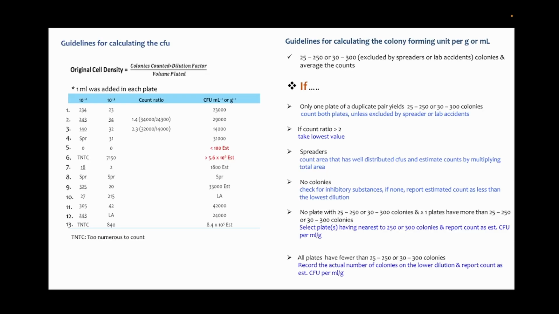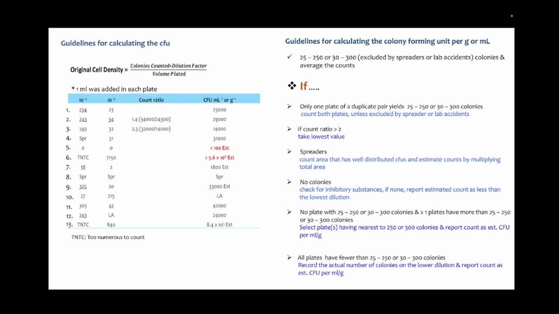So we have done this. The most important thing is to know your range, 30 to 300. Second is to ensure the count ratio is less than 2. So if it's more than 2, take the one at the lowest dilution.